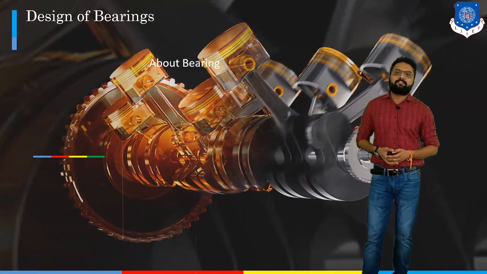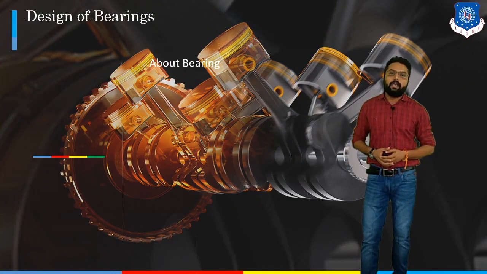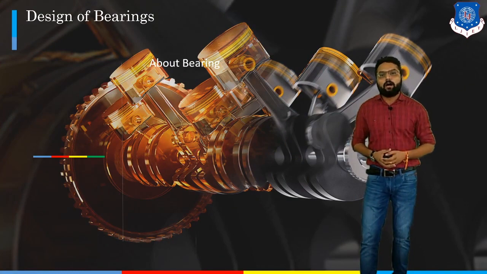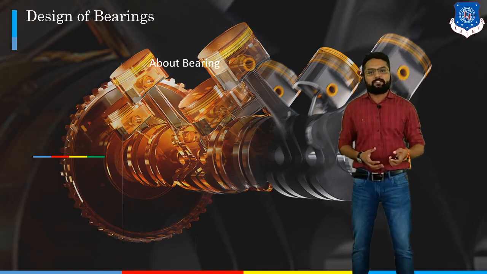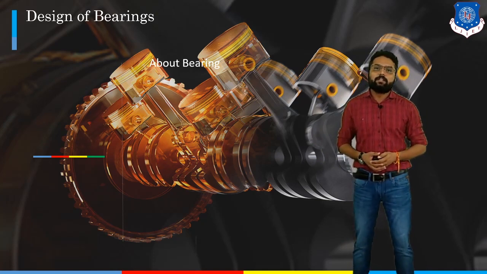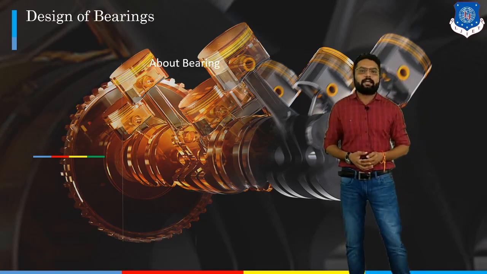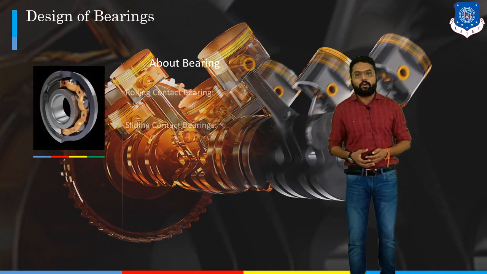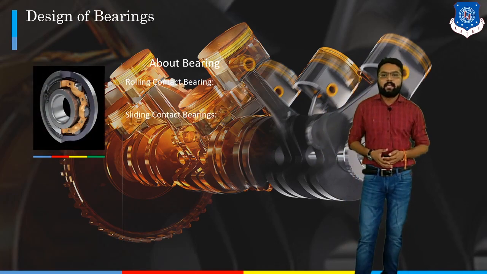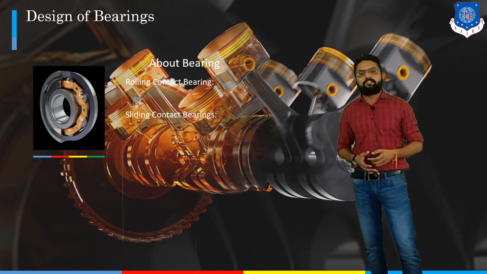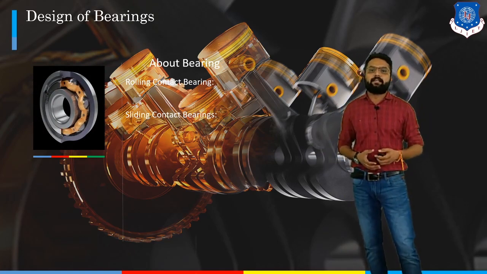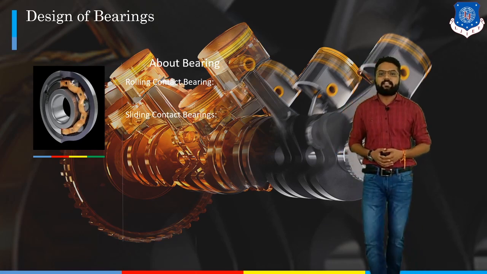Our third chapter is design of bearing. Bearing is a component which provides relative motion as well as support to any shaft or any kind of engine assembly. There are two types of bearing. One is rolling contact bearing and one is sliding contact bearing. The rolling contact bearing is also called anti-friction bearing. We are going to design it depending on its life cycle rather than load, or you can say its relative motion.